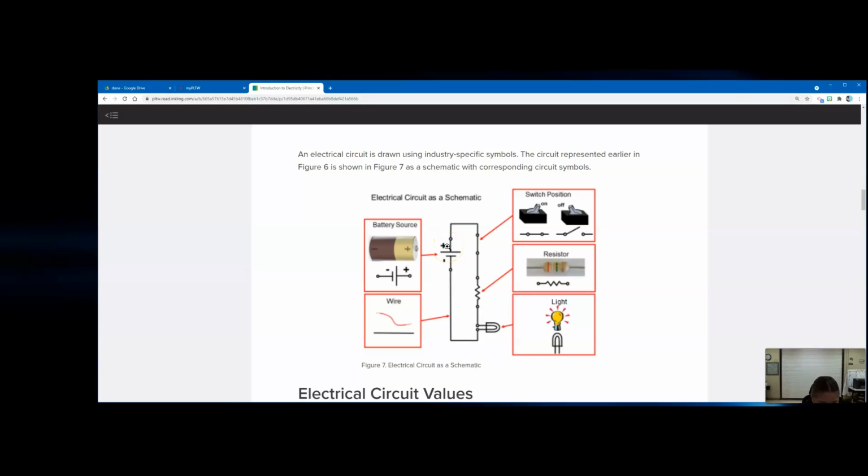So an electrical circuit is drawn using industry-specific symbols. The circuit represented earlier, blah, blah, blah. Okay, who cares? Let's look at this stuff.